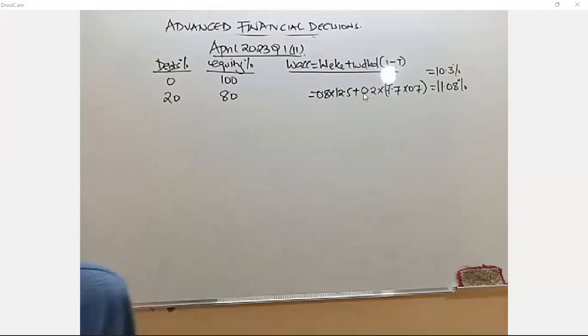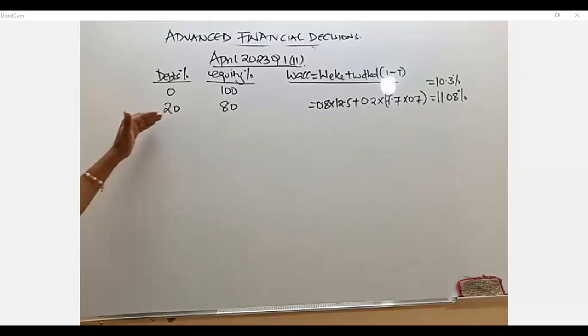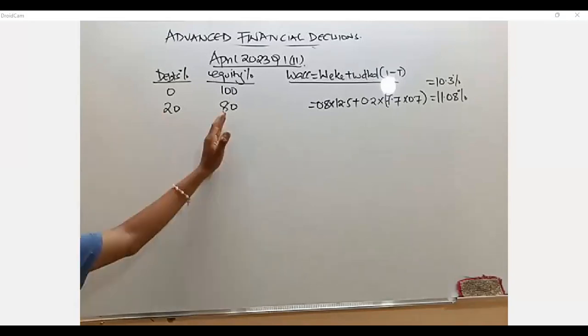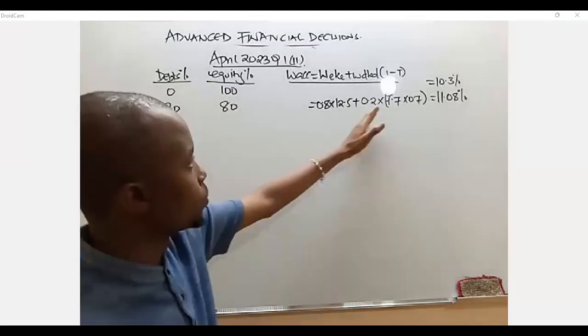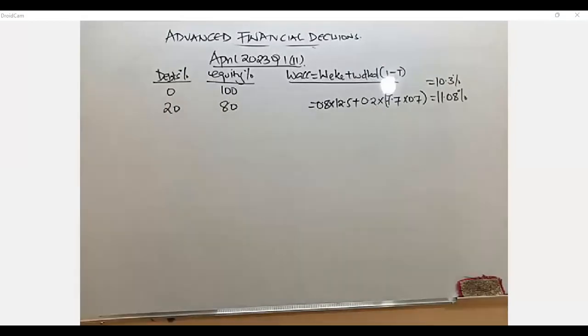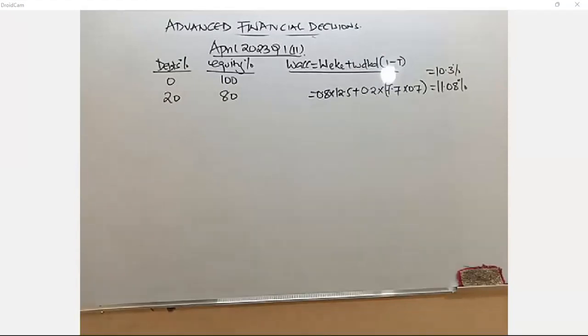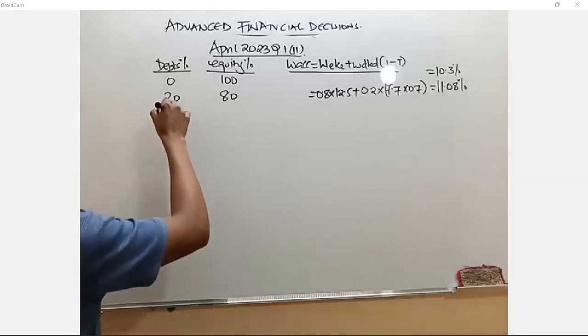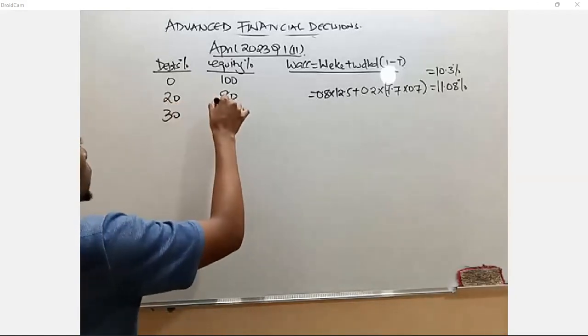So now you can be able to see. I was discussing these aspects, which you have to understand very well. I was talking about 20 to 80. The debt to equity, the debt is 20, the other proportion is equity. Then you'll be able to calculate your WACC using the formula provided there. When you look at the other debt to equity ratio provided, it is 30. So that is the debt. It means the equity is 70.